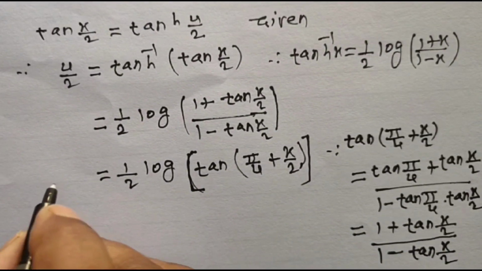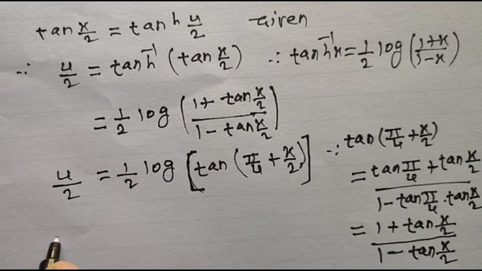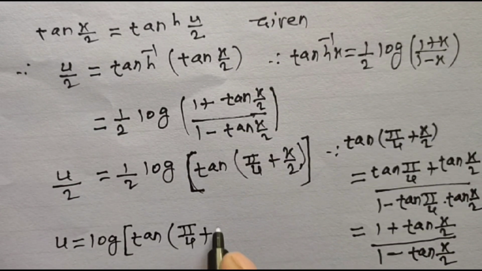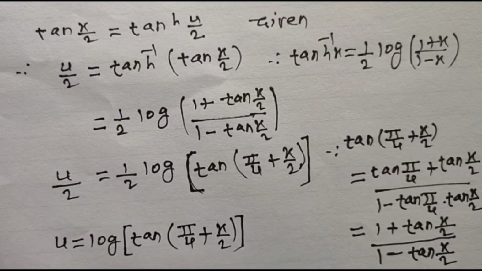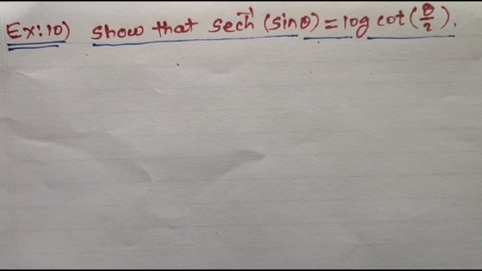Now u upon 2 is this. This 2 cancels with this 2. Then u is equal to logarithm of tan of pi by 4 plus x upon 2, which is the statement which we have to prove. Let us solve sum number 10.